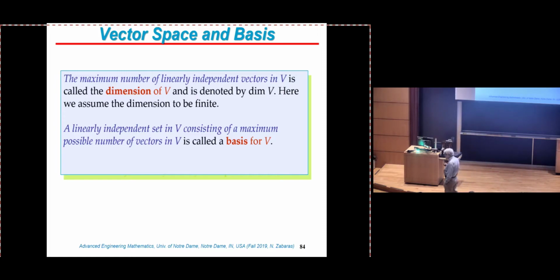So the basis of V consists of the maximum number of independent vectors. And what I mean by maximum number is that if you try to add one more vector to the basis, that vector will be a combination of the previous vectors. Okay? And this is what we call the basis for the vector space V.